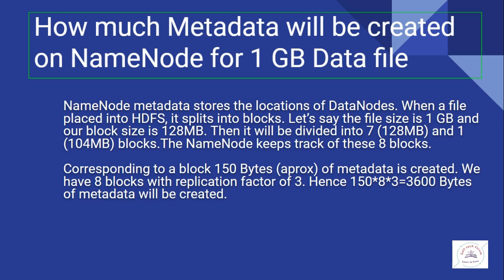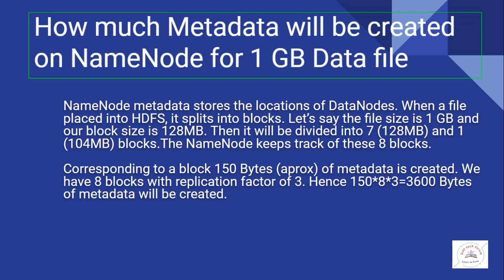How much metadata will be created on a name node for 1 GB of data file? Name node metadata stores the location of data nodes. When a file is placed into HDFS, it splits into blocks. Let's say for example, file size is 1 GB and our block size is 128 MB. Then it will be divided into 7 and 1 blocks. The name node keeps track of all these 8 blocks.